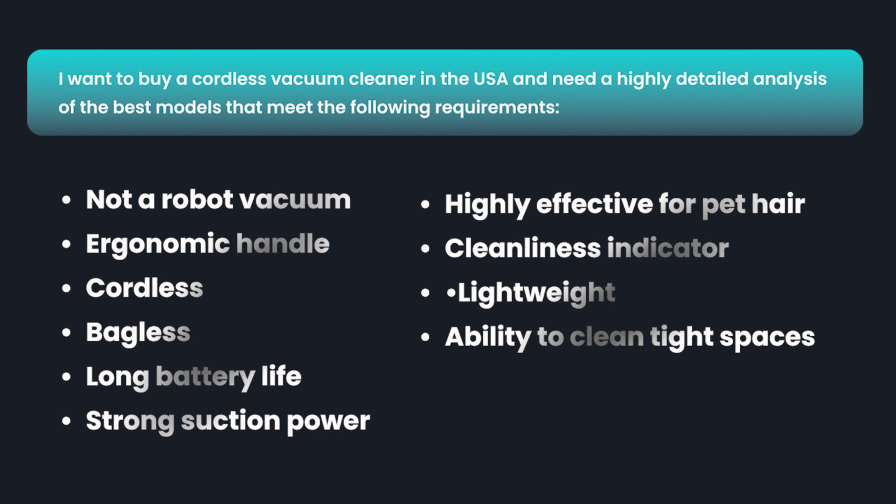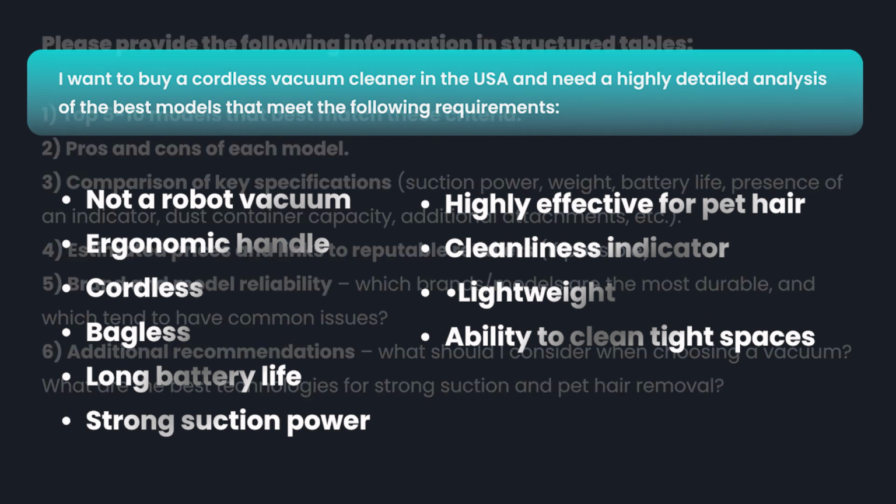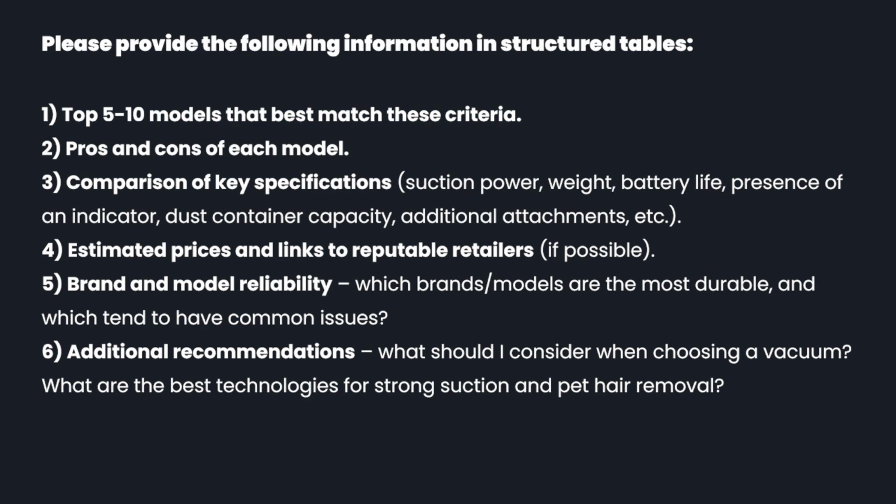Next, we indicate in what format we want to receive the data. Therefore, we write the following. Please provide the following information in structured tables. Top 5 to 10 models that best match these criteria. Pros and cons of each model. Comparison of key specifications: suction power, weight, battery life, presence of an indicator, dust container capacity, additional attachments, etc. Estimated prices and links to reputable retailers, if possible.